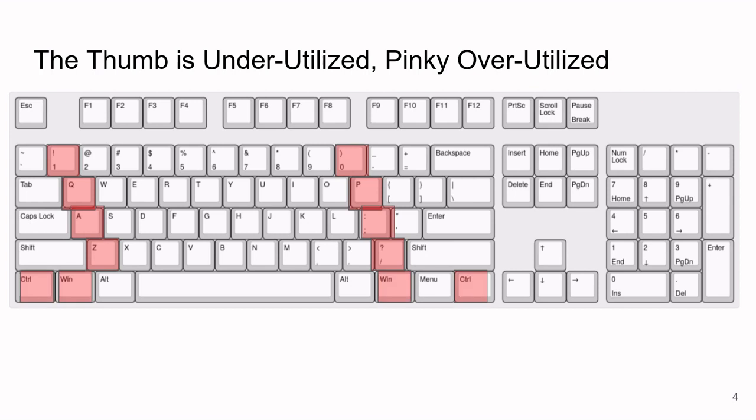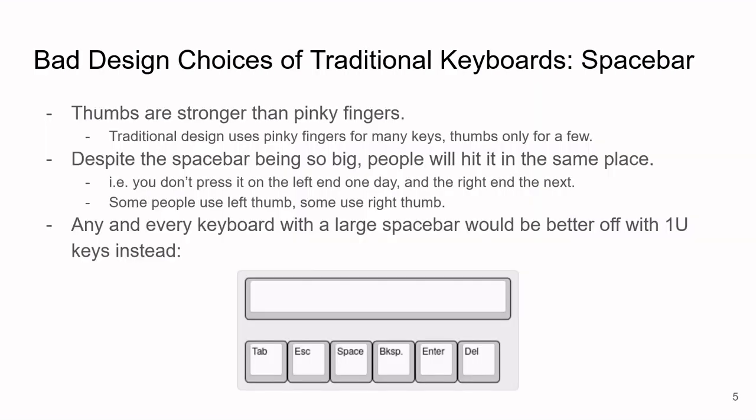We have the modifier keys such as Control and Windows. Some of the other keys such as Backspace, Enter, Shift, and Escape, and a couple of other symbol keys such as the tilde, the plus equals, and the backslash. Whereas looking at what keys the thumb gets to press when the hands are rested on home row, it's just the spacebar. And so I'd say the spacebar is perhaps the most significant bad design choice of traditional keyboards.